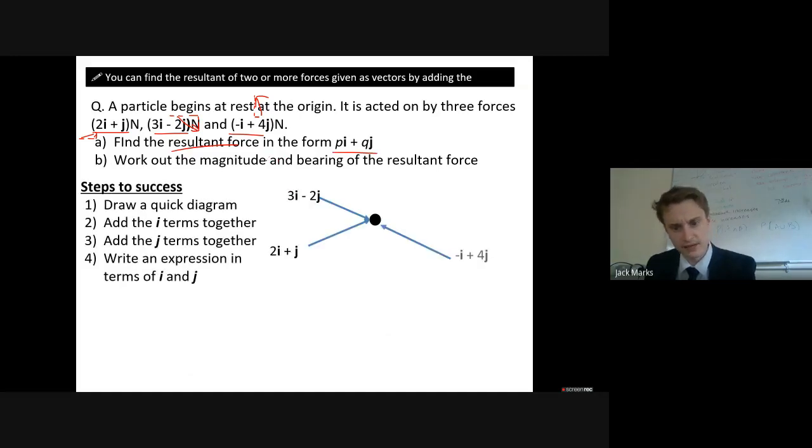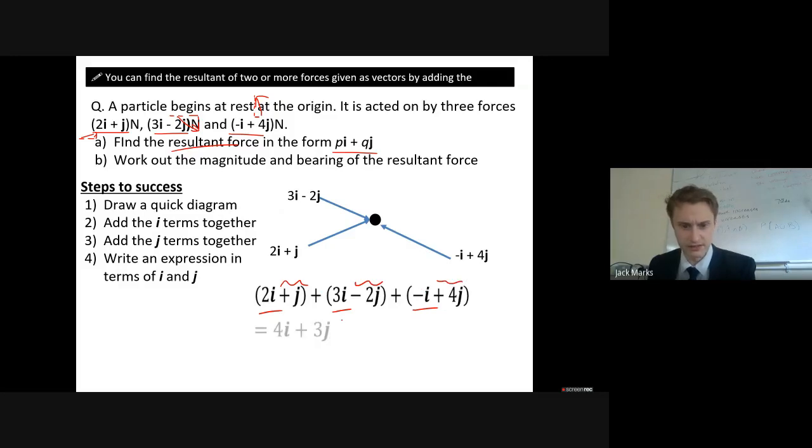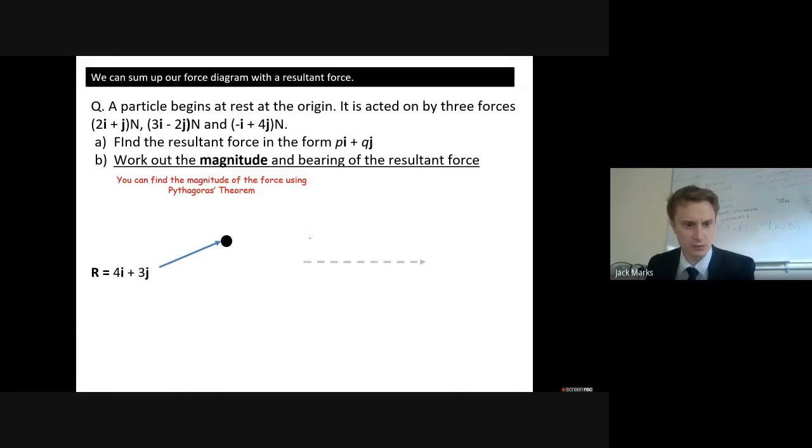Well, again, here they've done the similar sort of diagram, so we could do the same thing. Look at the i's together, look at the j's together. Don't forget the sign in front of the j. Okay, and you'll get your answer here. Part B, are we doing your part B? Let's have a quick look.